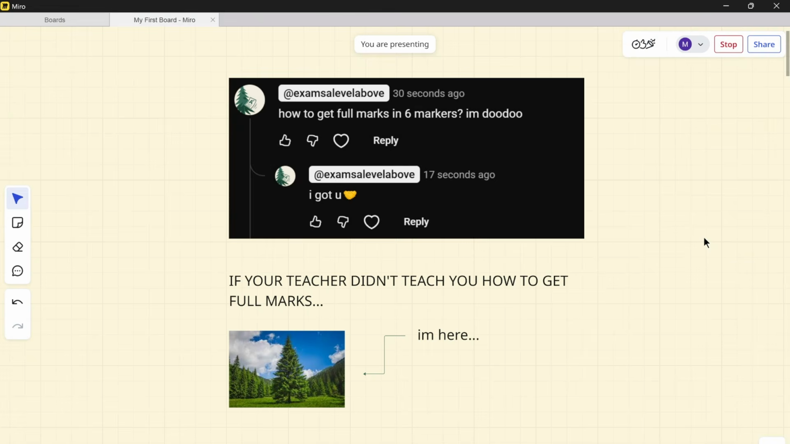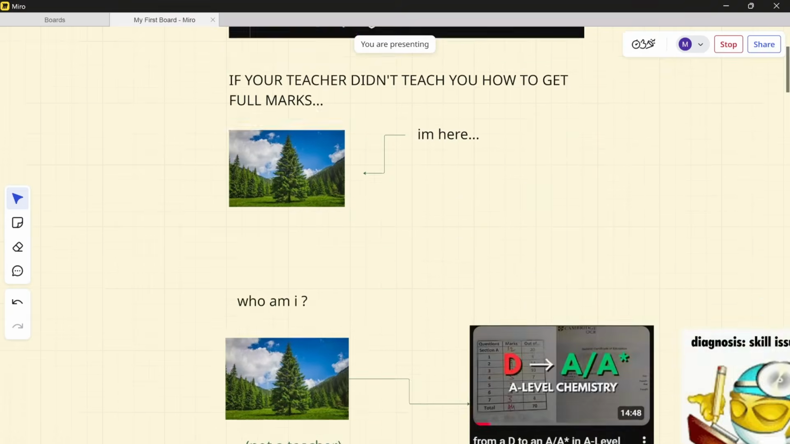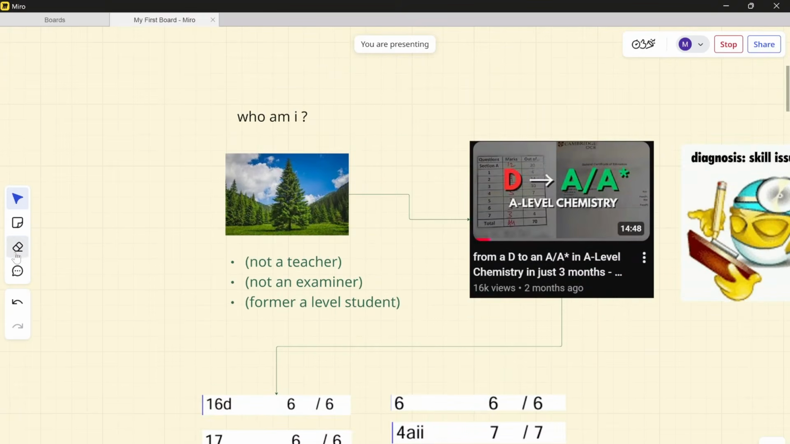If your chemistry teacher did not teach you how to get full marks in 6 markers, don't worry, I'm here. Now guys, who am I? I am not a teacher, not an examiner, but I did A-levels once. So this is not secret insider information, okay? This is just what worked for me to get full marks in my exams.